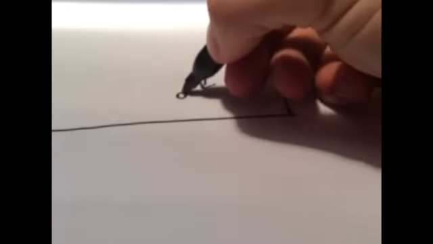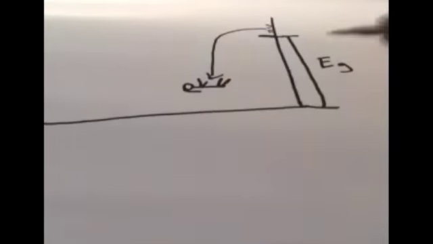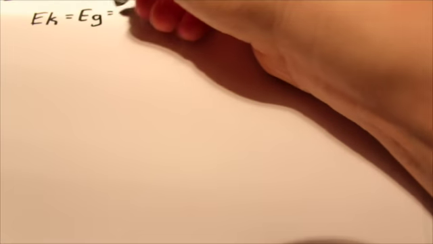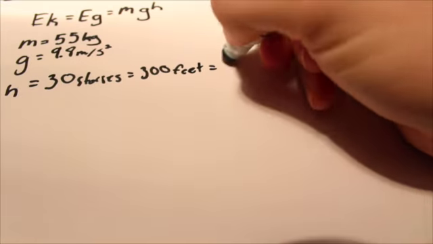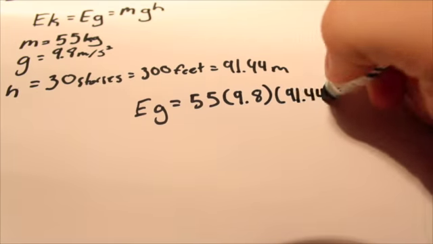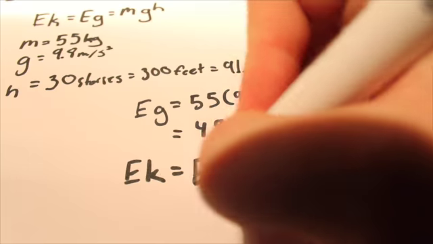We know Trinity fell from the 30th story. We also know her mass and the acceleration of gravity, so from this we can calculate the gravitational potential energy of Trinity. Alright, so we're going to start off first by calculating gravitational potential energy. We have the mass of Trinity, we have the gravity constant of Earth, and we have the height displacement. Using these, we just plug it into the equation and we get potential energy.